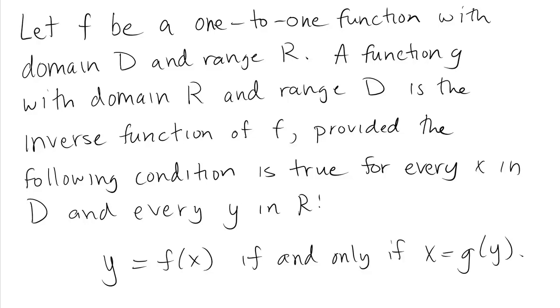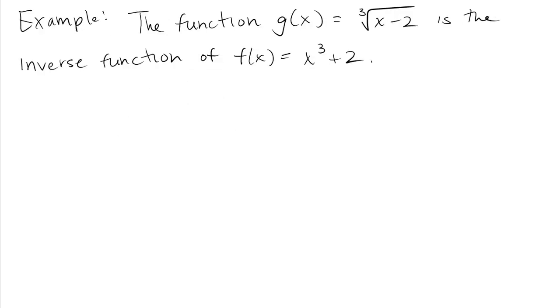Now this definition, like a lot of definitions, is hard to understand when you're just looking at this wall of text. All of the verbiage and all of the symbolism makes this harder to understand. But the concept is pretty easy, so we're going to investigate an example numerically. I claim that the function g of x equals the cube root of the binomial x minus 2 is the inverse function of the function f of x equals x cubed plus 2.